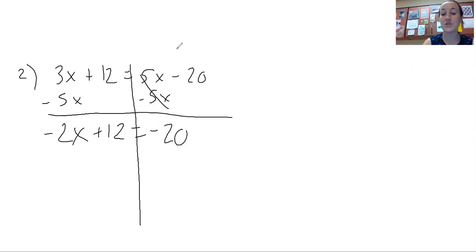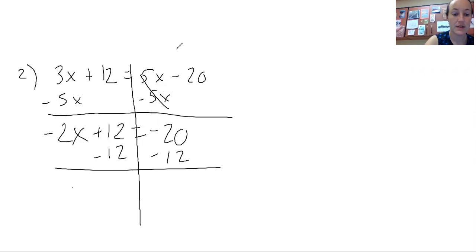Okay, now we've got a two-step equation. Let's go ahead, we're trying to get x by itself. So let's move the constant over, that positive 12. It's a positive, so I'm gonna subtract 12, minus 12. Negative 2x drops down. This cancels out.